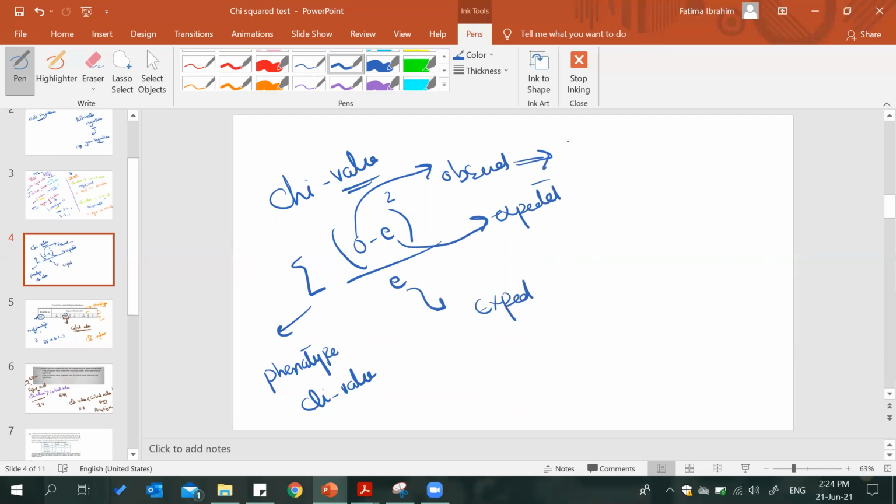Normally, I would give you the observed as given. But what about the expected? How can I get the expected? Use the Punnett square. That's when you have to use the Punnett square, the dihybrid cross or the monohybrid cross, either way. If I didn't give you the chi-square value, you have to work it out. You have to work the formula in order to get it. And how can you get the expected? By using the Punnett square.